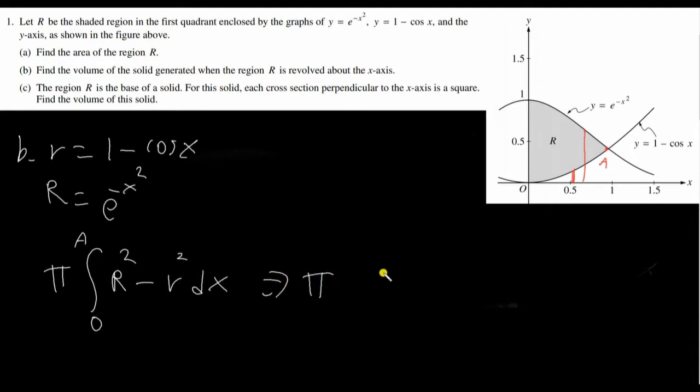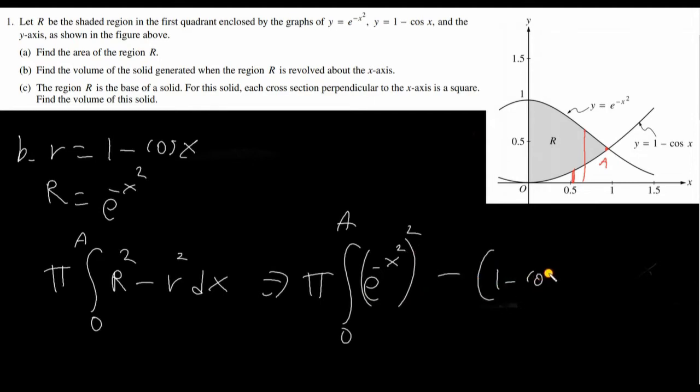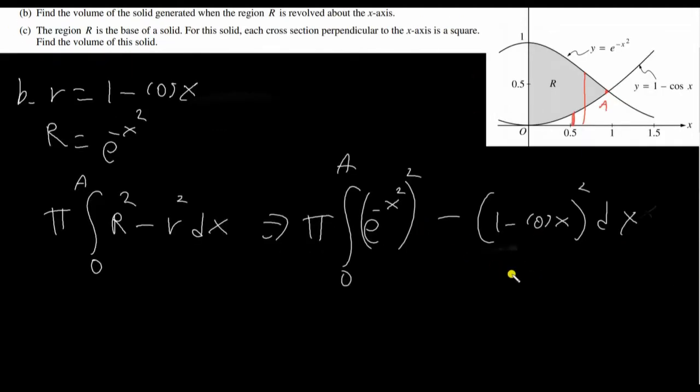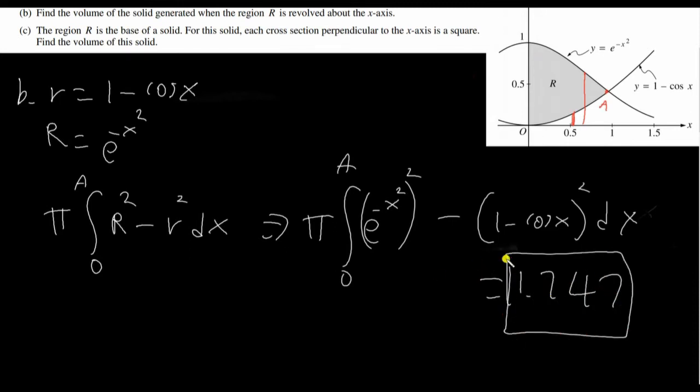So in our specific case, that's pi times the integral from 0 to a of, well, big R is e to the negative x squared, that's squared, minus 1 minus cosine of x, squared, dx. And again, this is going to go straight in your calculator, and you will get an answer of 1.747. You'd get 2 points for doing the integral correctly, and 1 point for the correct final answer.